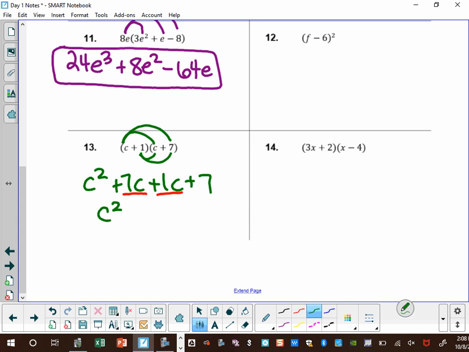What's 7C plus 1C? 7C squared. Be careful, we're just adding, we're not multiplying anymore, okay? We're just adding. So it's going to be 8C. Guys, that's the most common mistake, is that you forget when to add and when to multiply. Here, 7C plus 1C, like terms, 8C. And then my positive 7 can come right down.